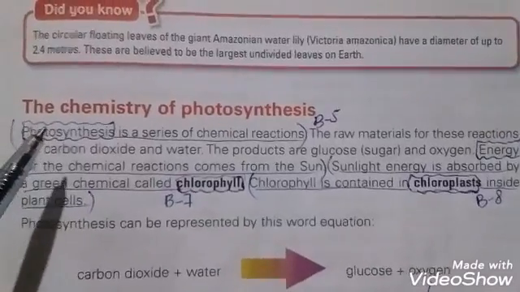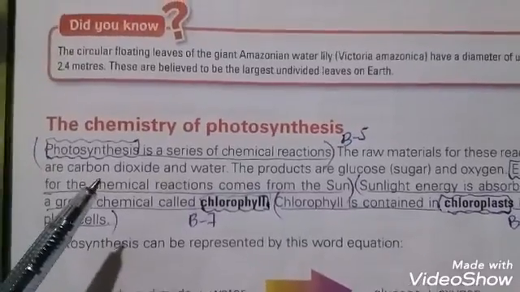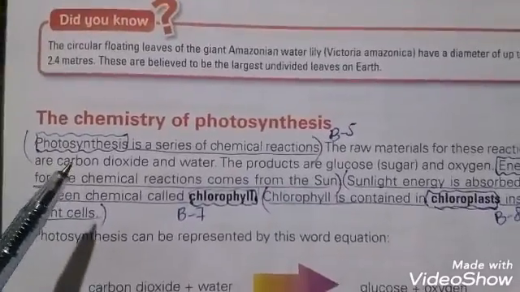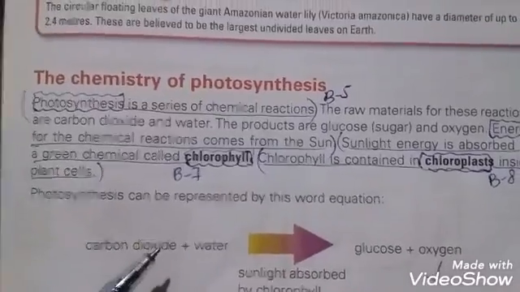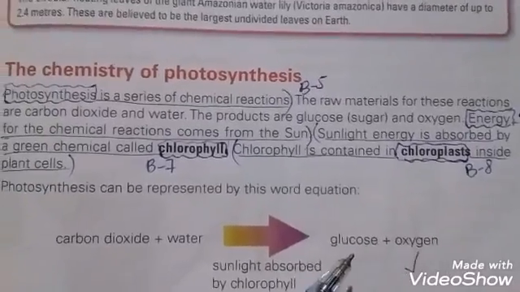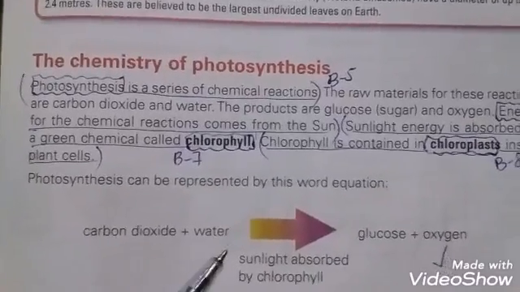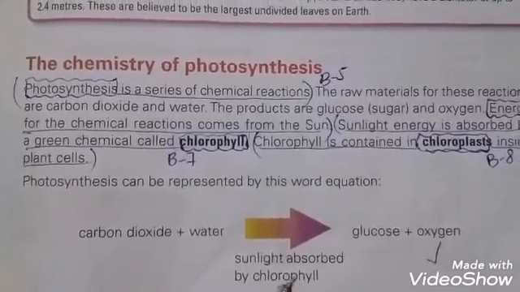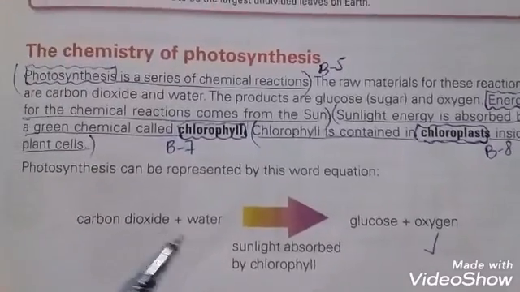The next concept is the chemistry of photosynthesis, meaning how photosynthesis takes place. It is a chemical reaction. It is a series of chemical reactions where two reactants and two products are involved. For example, when carbon dioxide and water combine in the presence of sunlight, they produce glucose and oxygen.